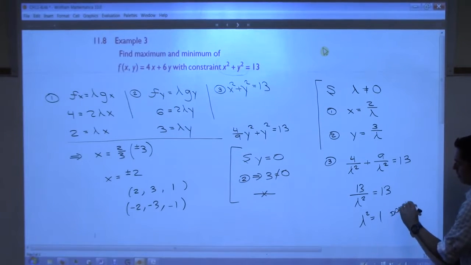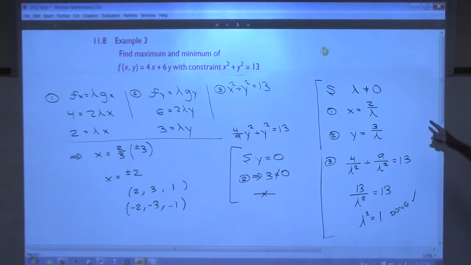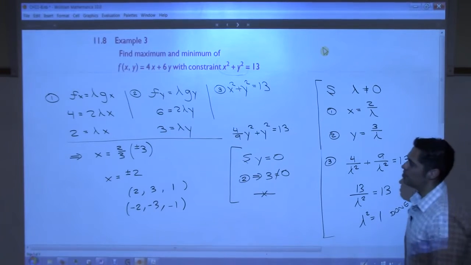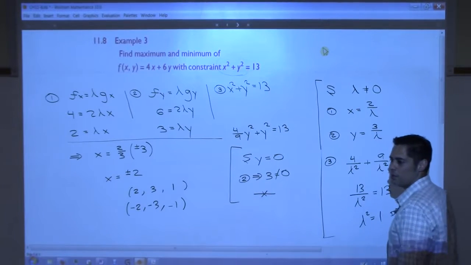Done this, all right? I'm just going to put done. We've checked that already. Anything else? Suppose lambda is 0. Contradiction, right? If lambda is 0, either 1 or 2 are going to be a contradiction. So lambda can't be 0.